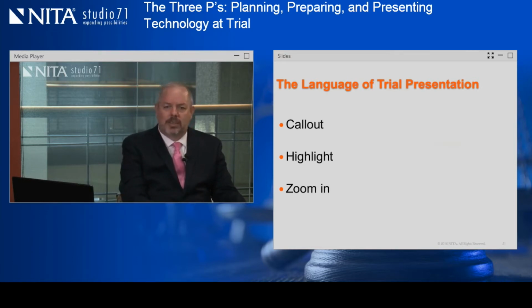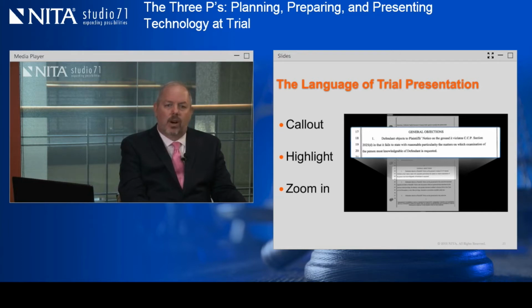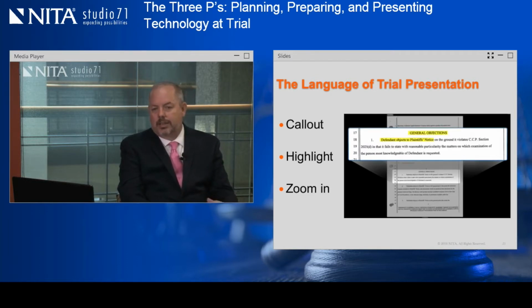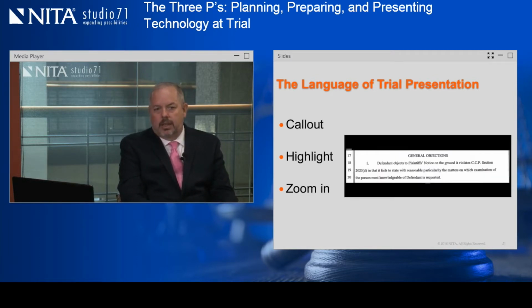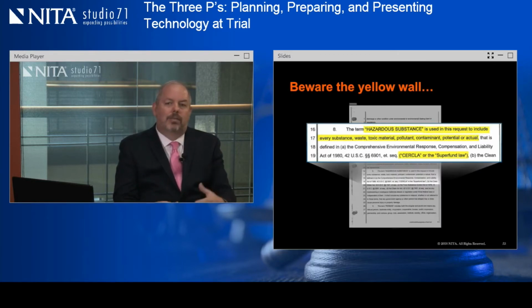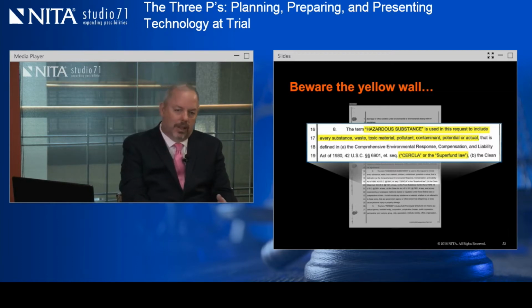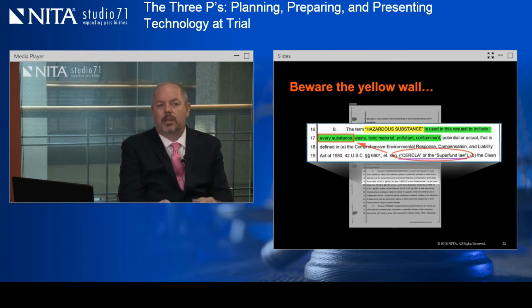The language of trial presentation: a callout is an enlarged portion of the document over the document, highlight, and zooming. Beware the yellow wall. We have an expression: if everything is highlighted, nothing is. So I like to use a lot of color, and it helps distinguish your presentation, and it's a good way to direct everyone's eye.